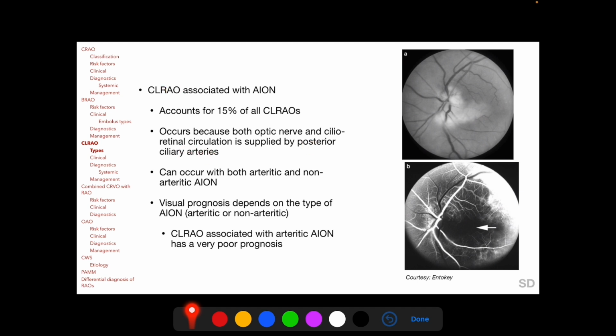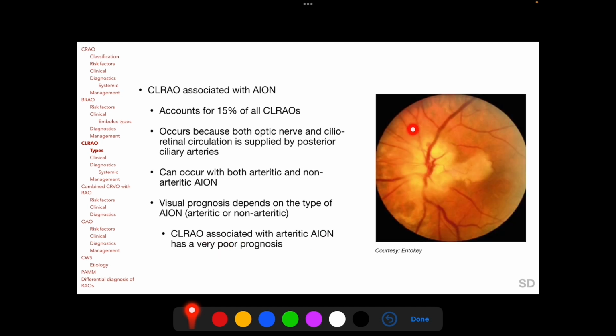CLRAO can be associated with both arteritic and non-arteritic acute ischemic optic neuropathy, and visual prognosis depends on the type of the associated acute ischemic optic neuropathy, whether arteritic or non-arteritic. Cilioretinal artery occlusion associated with arteritic acute ischemic optic neuropathy has a very poor visual prognosis. This color photograph shows a patient with cilioretinal artery occlusion associated with arteritic acute ischemic optic neuropathy, showing pallid edema of the optic nerve head.